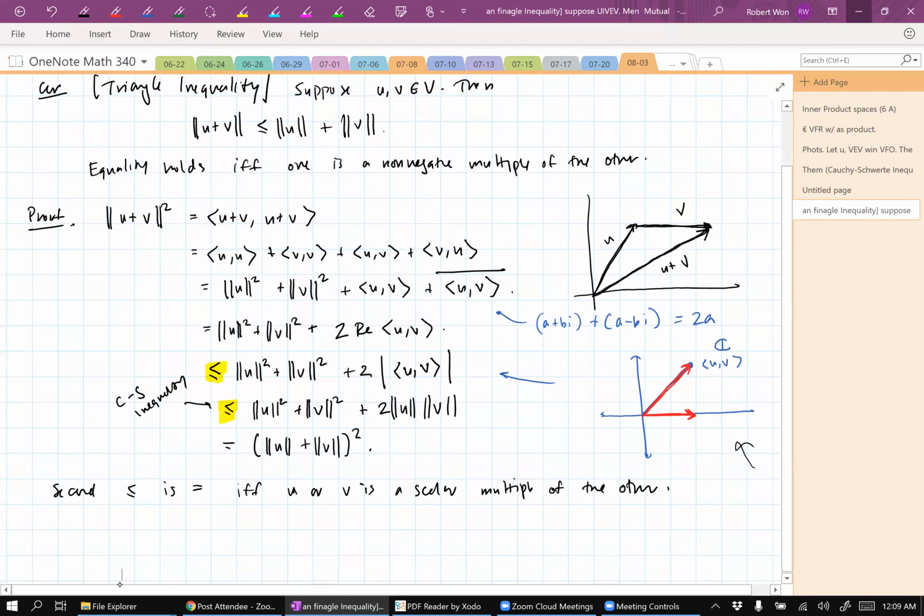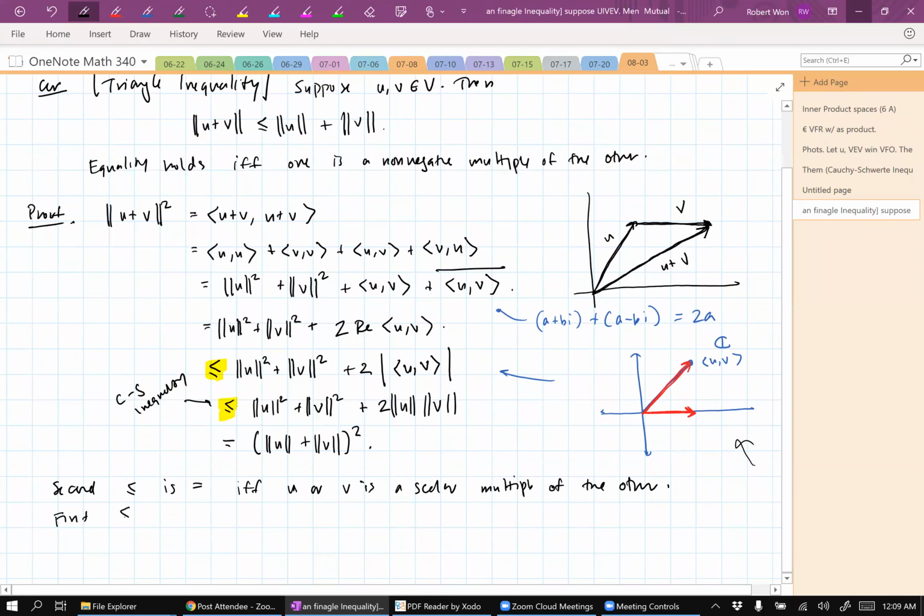So the first equality holds if and only if the inner product of u and v is a non-negative real number. That's the only way to get the two red lines in that picture to be the same length.